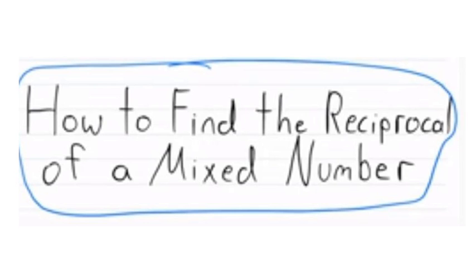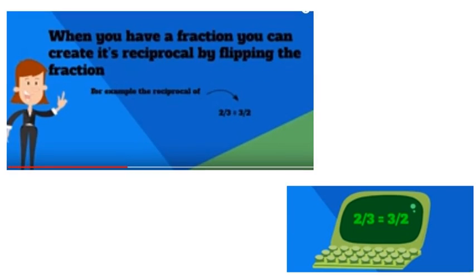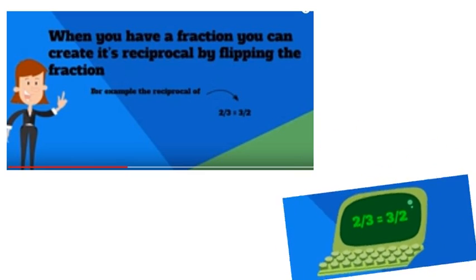Now next topic is how to find the reciprocal of a mixed number. Reciprocal means reverse of a fraction. So how to find it? Can you see something in this picture? That 2 upon 3 is equal to 3 upon 2. How is it possible? This is the reciprocal. How to find? When you have a fraction, you can create its reciprocal by flipping the fraction. So what you have to do, you just have to flip the fraction. Just have to flip it.